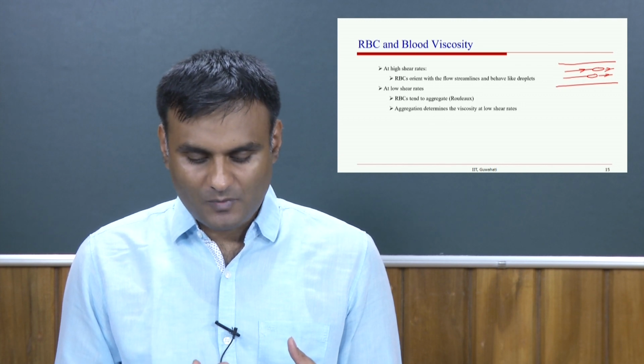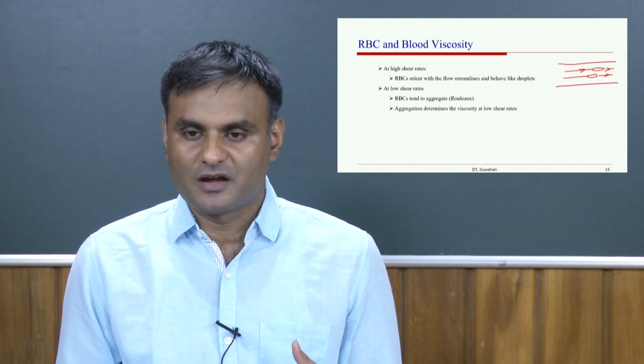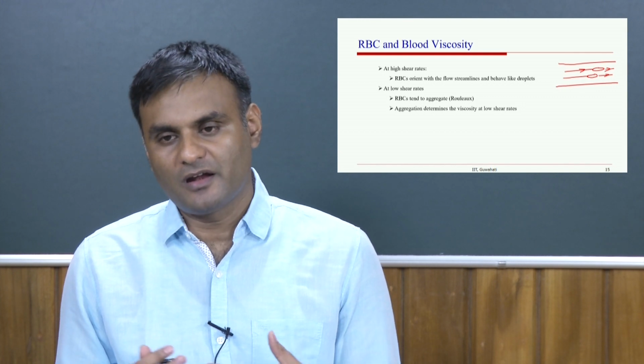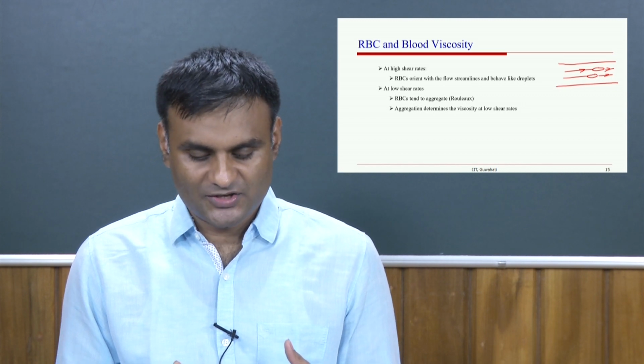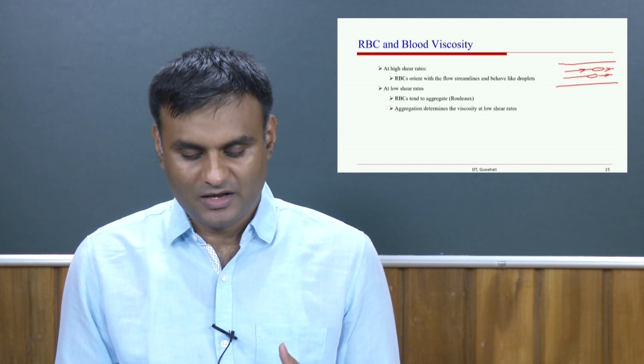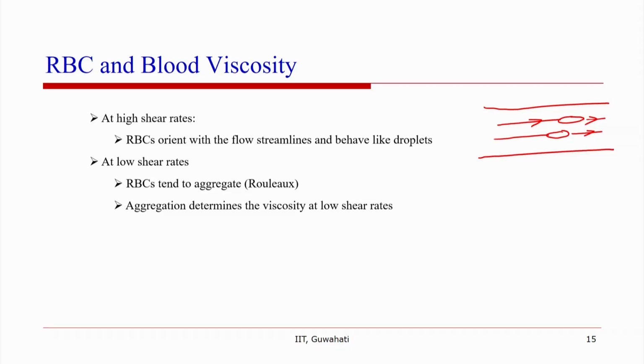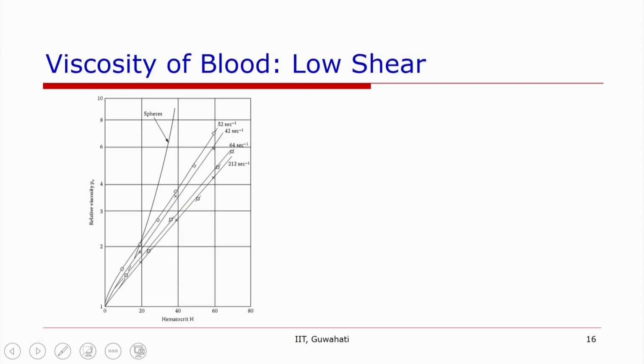That orientation is happening until about 100 per second of shear rate. So that is why the viscosity of the blood is decreasing with the increase in shear rate up to 100 per second. Okay. So the aggregation of the RBCs is the major factor that controls the rheological behavior at low shear rates.